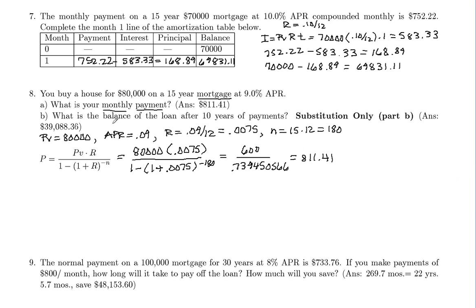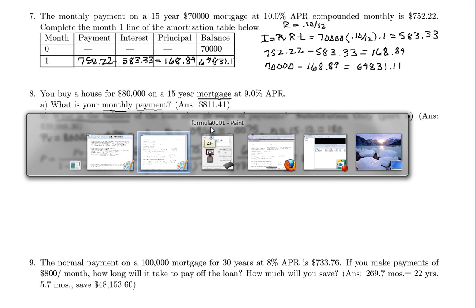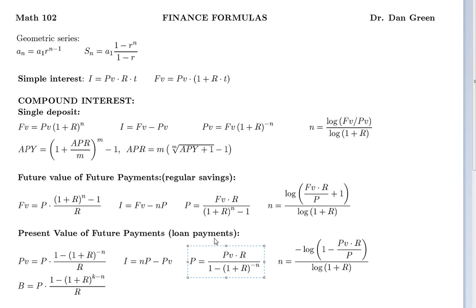Okay, now we're still in loan. What is the balance of the loan after 10 years? So we go back here. It's still loan payments. What is the balance? That's B equals. So we're using this formula down here. Let me bring that one over.